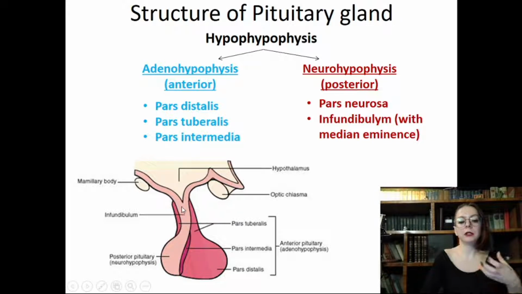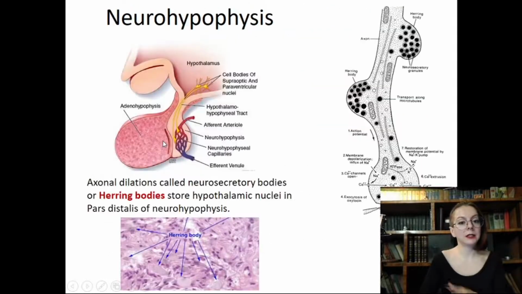Pars tuberalis surrounds the infundibulum of the neurohypophysis. What about the posterior pituitary, the neurohypophysis? It is represented by two parts, the pars neurosa, the largest one, and the infundibulum. Here it is. Notice that the infundibulum connects the hypothalamus with the pars neurosa. So the neurohypophysis is structurally connected to the hypothalamus, and actually from a histological point of view, the neurohypophysis is the continuation of the hypothalamus. Okay, and now let's investigate it in detail.